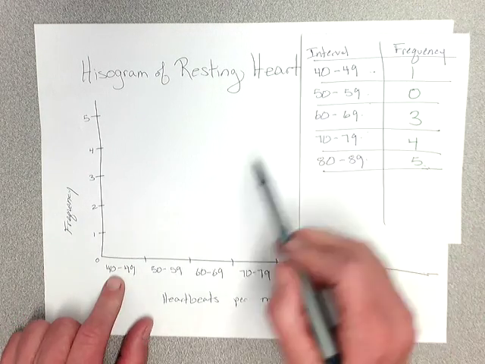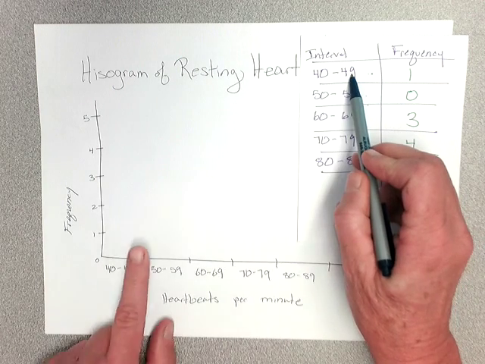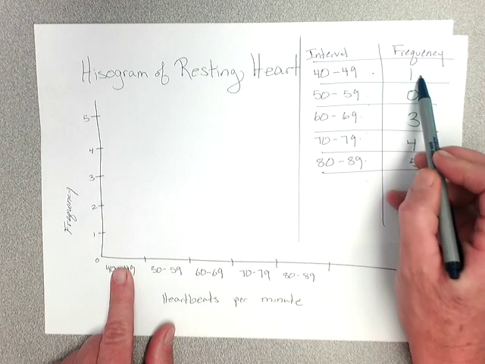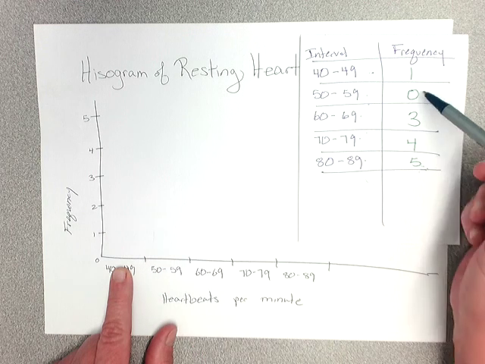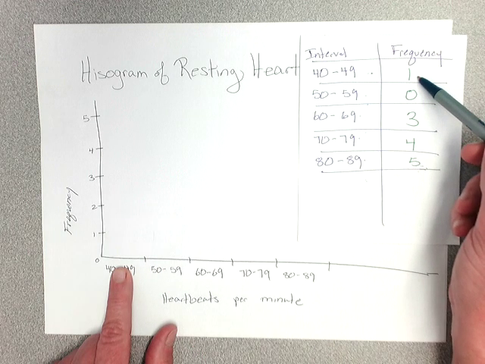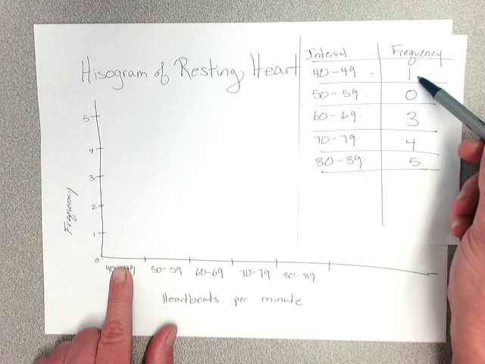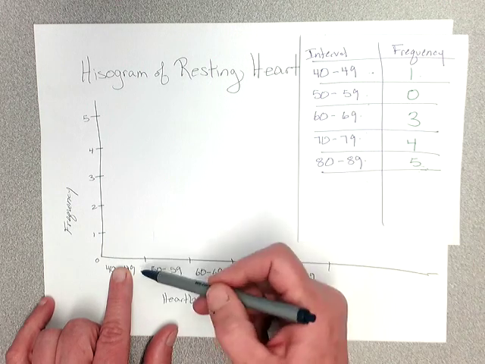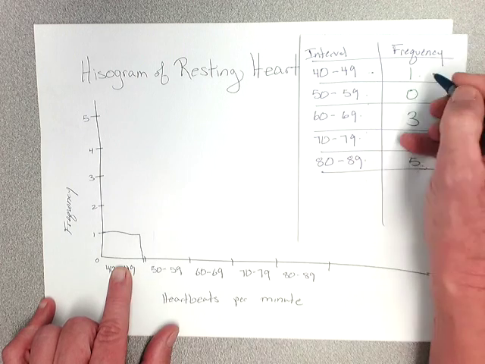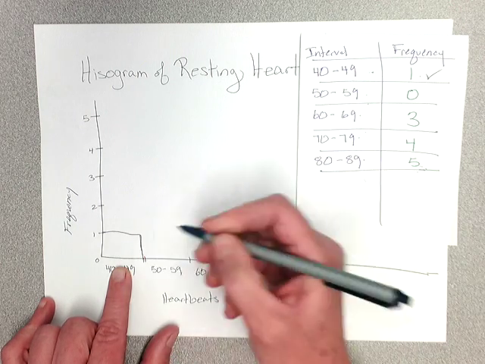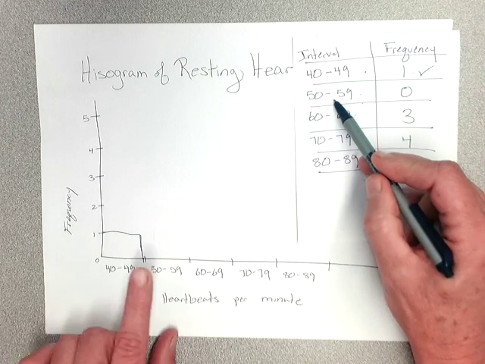Now I'm going to go to my 40 to 49 section, find it here. I'm going to look at my frequencies, and I'm going to bring my bar up to match with whatever frequency, however many times data occurred in that grouping. In this case, 1. So I'm going to come up to the 1, check that off. That is done.